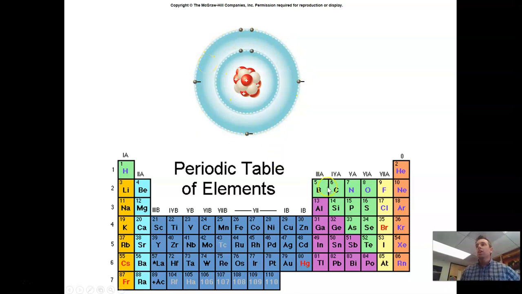But this is not neon. Neon would have its outer shell filled. We can see here that we have 1, 2, 3, 4, 5 in that outer shell plus 2 in the inner shell. This must be nitrogen, as long as it's in the non-charged form. So nitrogen needs 3 more electrons to fill its shell. Oxygen would need 2. So there's the nucleus, there's the first shell, and then there's the outer shell.